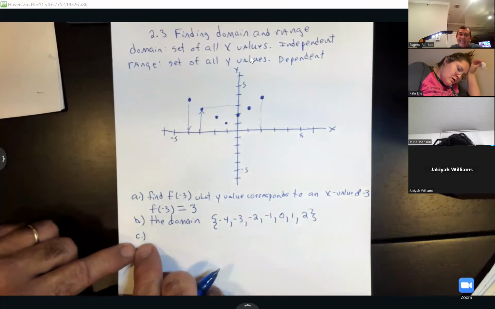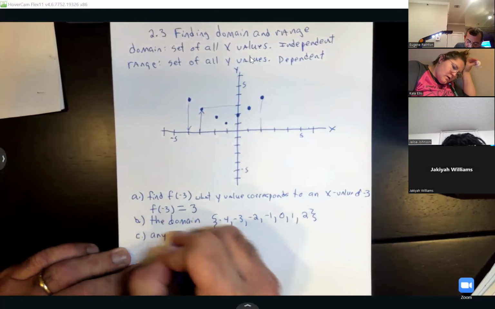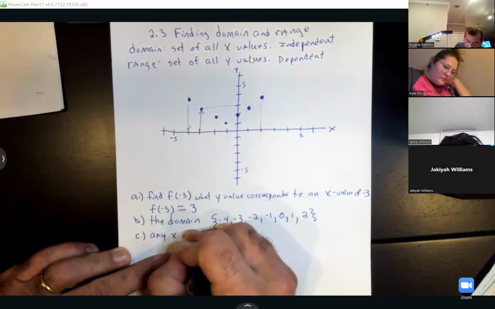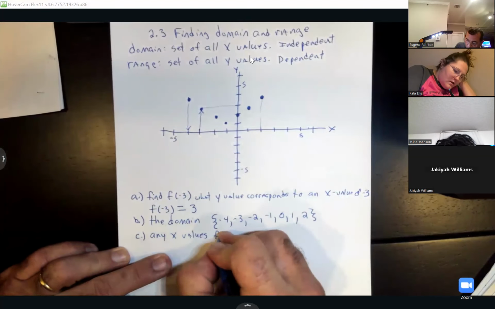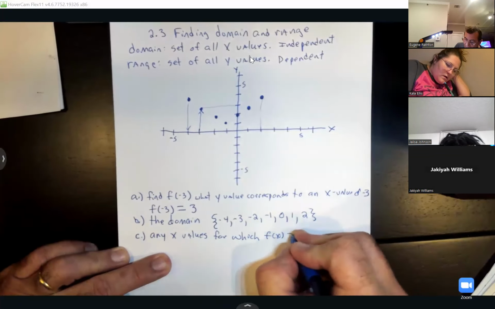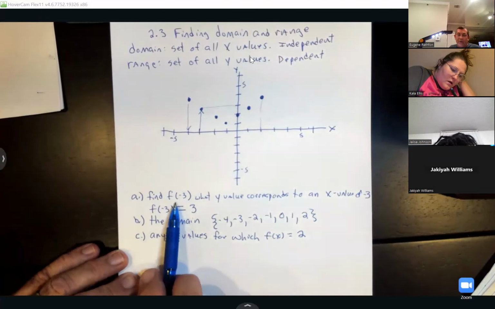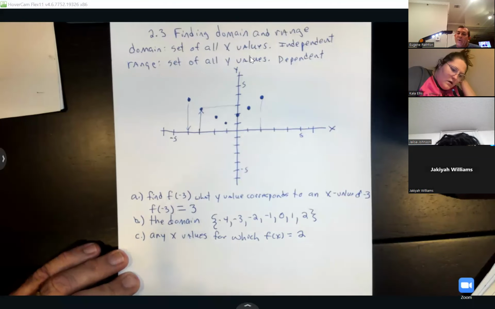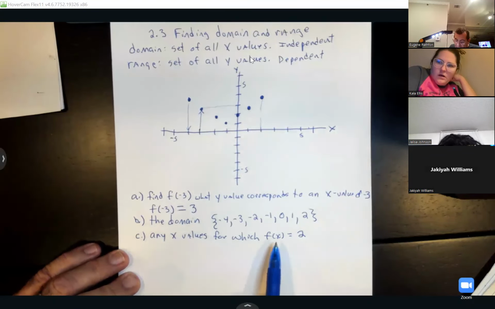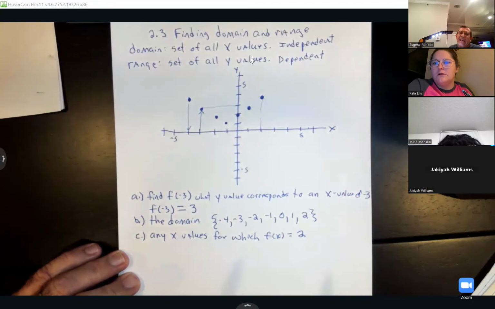All right, so C is about the opposite of A. For C, they want any x value for which f of x equals 2. So remember up here, they gave me the x of -3, and I found the y values. But now they're telling you that the function equals 2. So they're giving me the y value of 2. They want me to find any x's where that happens.